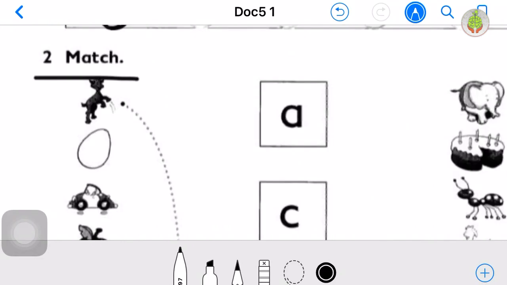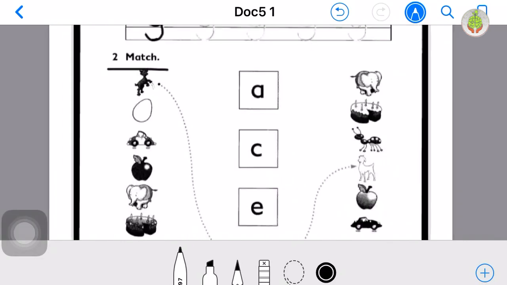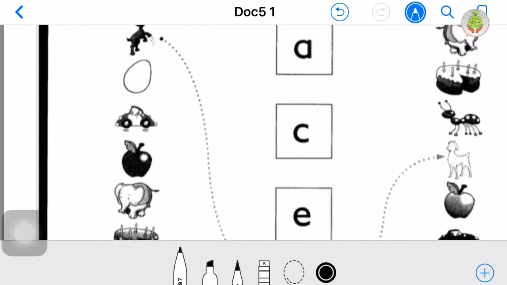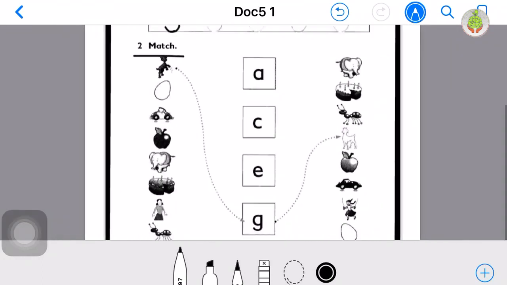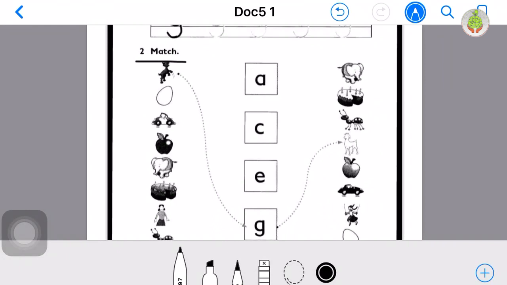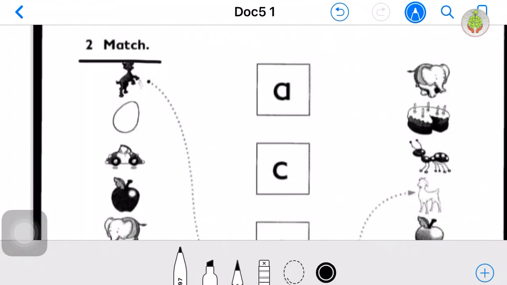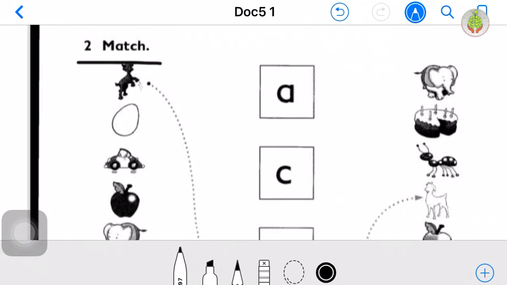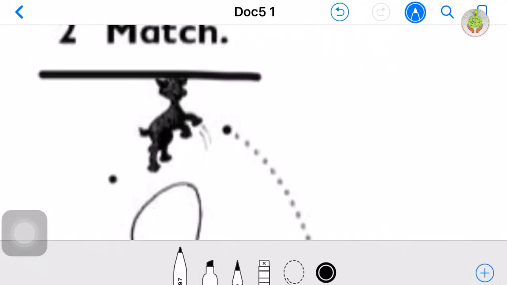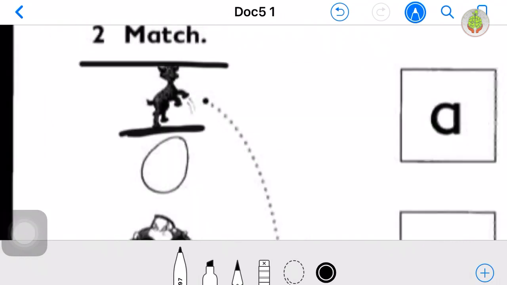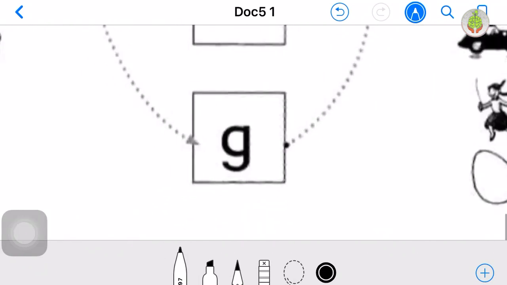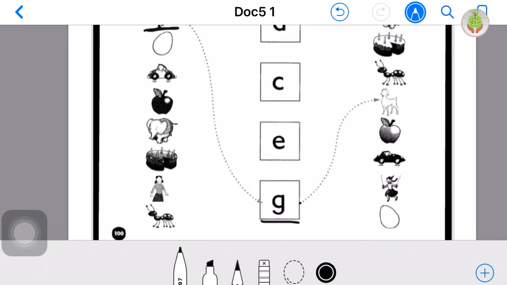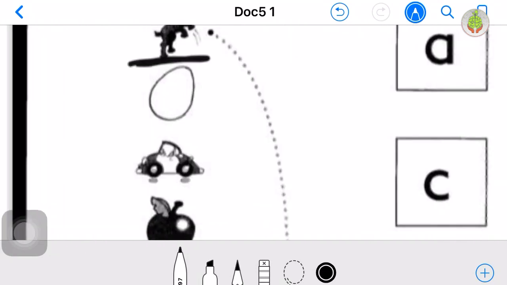Next, what do we have? Here we have match. Match يعني وصل. Here we have things, هنا أشياء, and we're going to match them with the letters. رح نوصلهم ويا الحروف اللي يبدأون بها. He has already solved two, شيئين. And here, we have a goat. G, g, goat. It starts with the letter G.